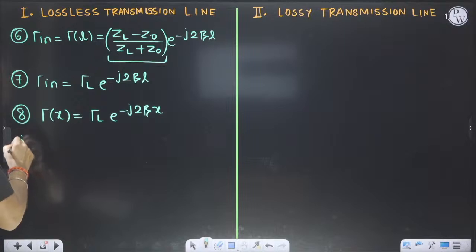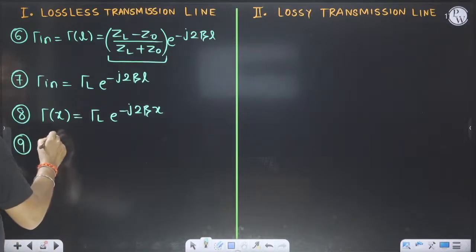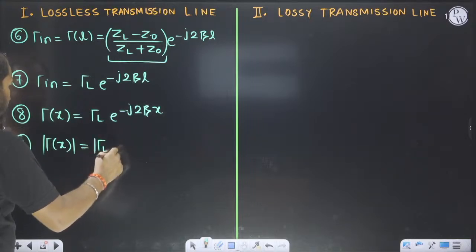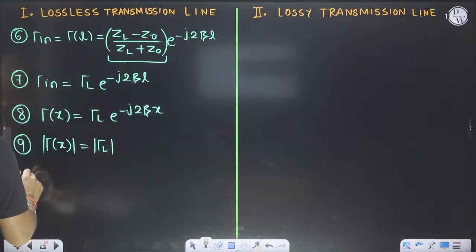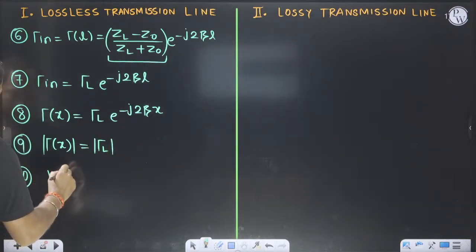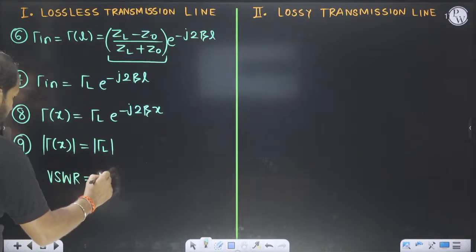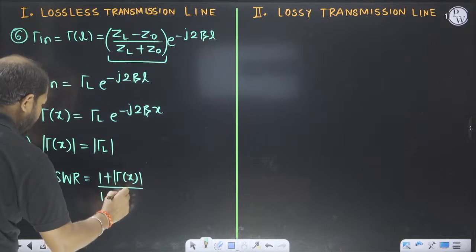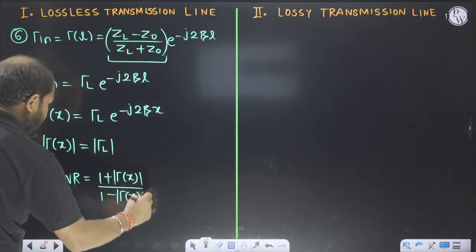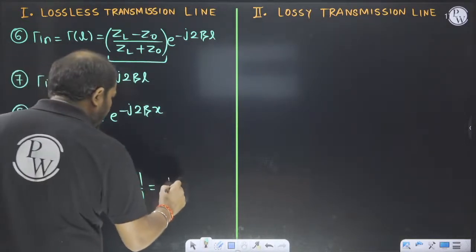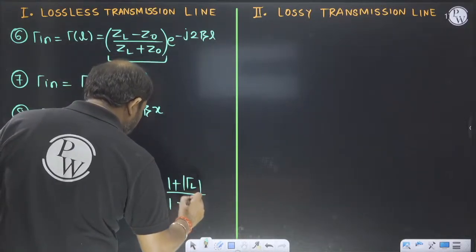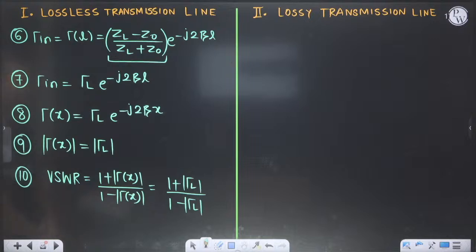The ninth point is very important, that is the magnitude of gamma x. The magnitude of gamma x is equal to the magnitude of gamma in. So our VSWR will be equal to 1 plus mod gamma x divided by 1 minus mod gamma x, and mod gamma x is equal to mod gamma L. So it will be (1 plus mod gamma L) divided by (1 minus mod gamma L). So this is the formula for VSWR.